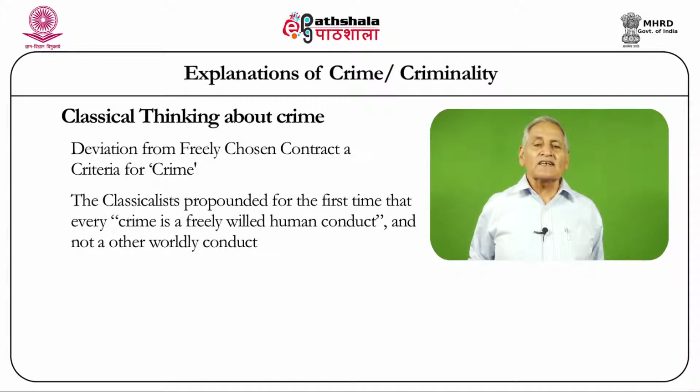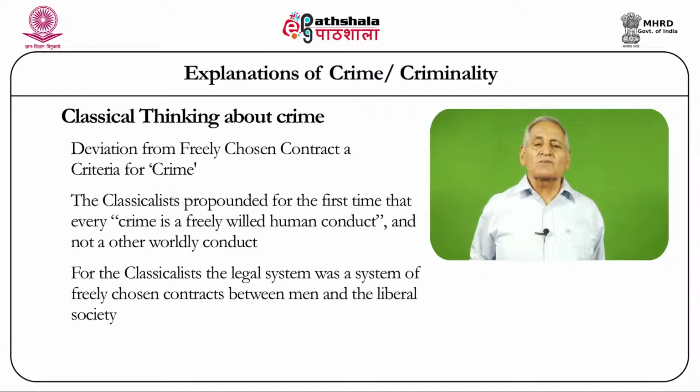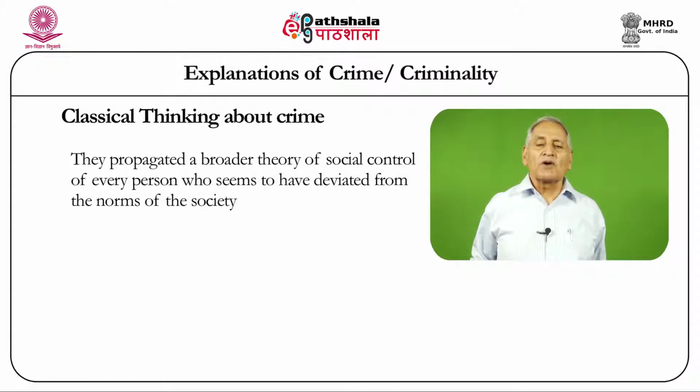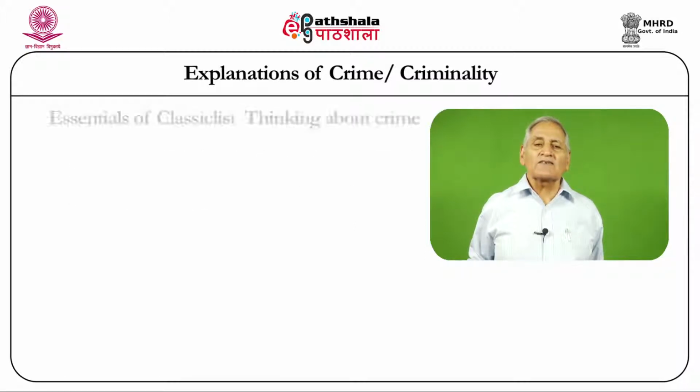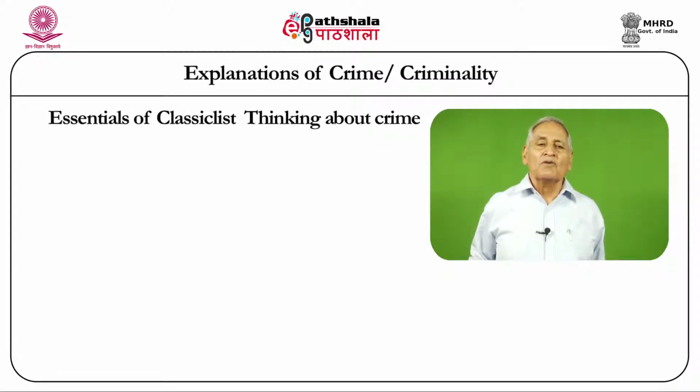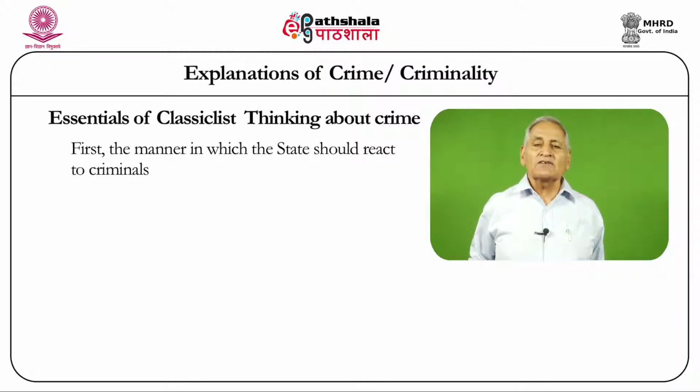Now, for the classicalists, the legal system was a system of freely chosen contracts between men in the liberal society. They propagated a broader theory of social control of every person who seems to have deviated from the norms of the society. The essentials of classicalist thinking about crime were the following. First, the manner in which a state would react to criminals.